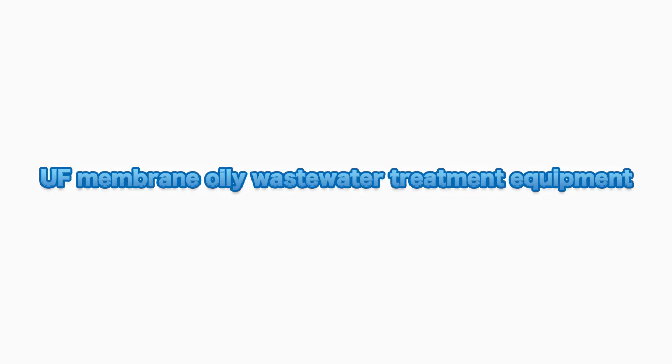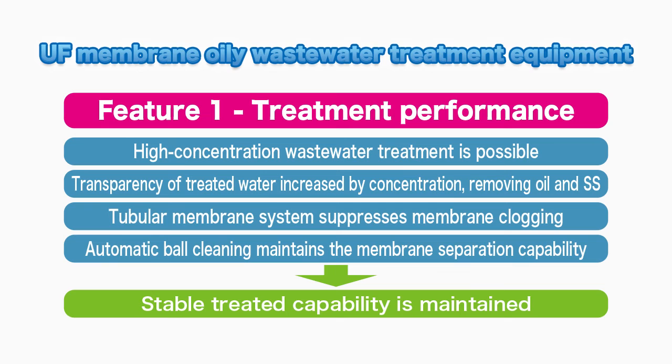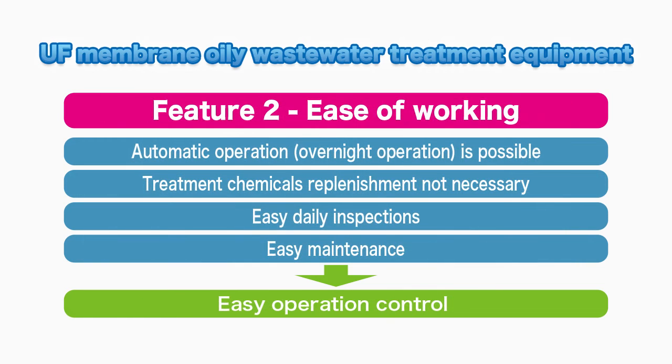These are the features of this system. Treatment performance. It is possible to treat highly concentrated wastewater and separate it to obtain clear, treated water. A tubular membrane system is used to suppress clogging. Automatic ball cleaning maintains the separation capability. Ease of working. The operation is performed automatically, so unmanned overnight operation is possible. The replenishment of chemicals is not necessary, and the system is easy to inspect and maintain.